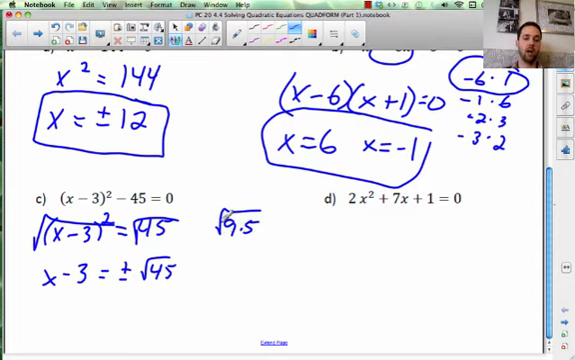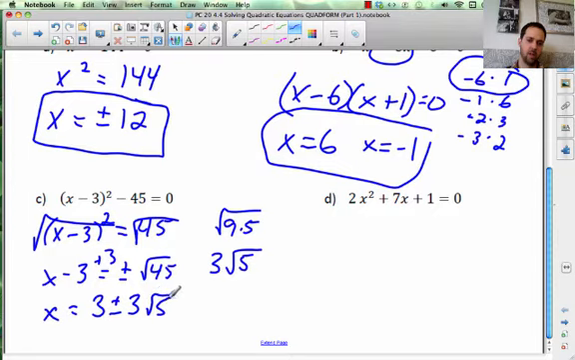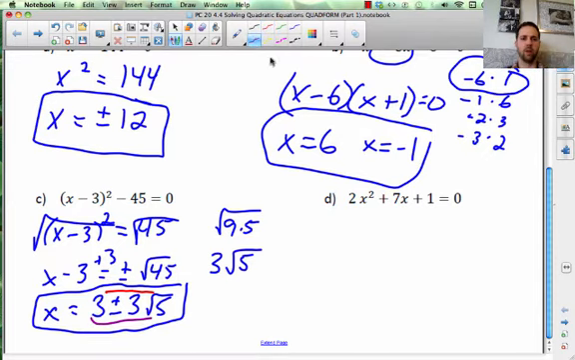Now, root 45 can be written as the root of 9 times 5. 5 is prime, but 9 is not. 9 is a perfect square. You can take the square root of 9, and it's 3. So the 3 can come outside the root sign, and root 45 can be written as 3 root 5. So now we're going to add 3 to both sides, and we get x equals 3 plus or minus 3 root 5. And again, this represents two distinct solutions. One of them is 3 plus 3 root 5, and the other solution is 3 minus 3 root 5.